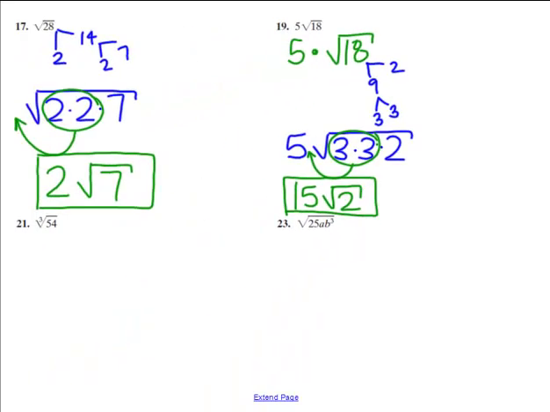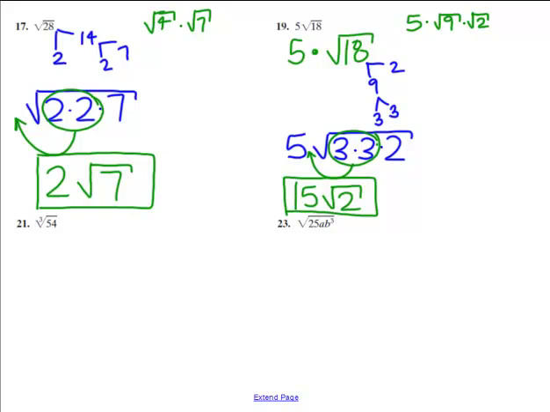Hopefully you've kind of noticed a pattern here. Instead of breaking it up every time, you could think about perfect squares that go into your numbers. So with 28, what's a perfect square that goes into it? Well, 4. So we could have said it's the square root of 4 times the square root of 7, and we would have gotten 2 root 7. For 18, we could have broken that up into 5 times the square root of 9. That's a perfect square, times the square root of 2. And then we see we'd get 5 times 3 again, root 2.